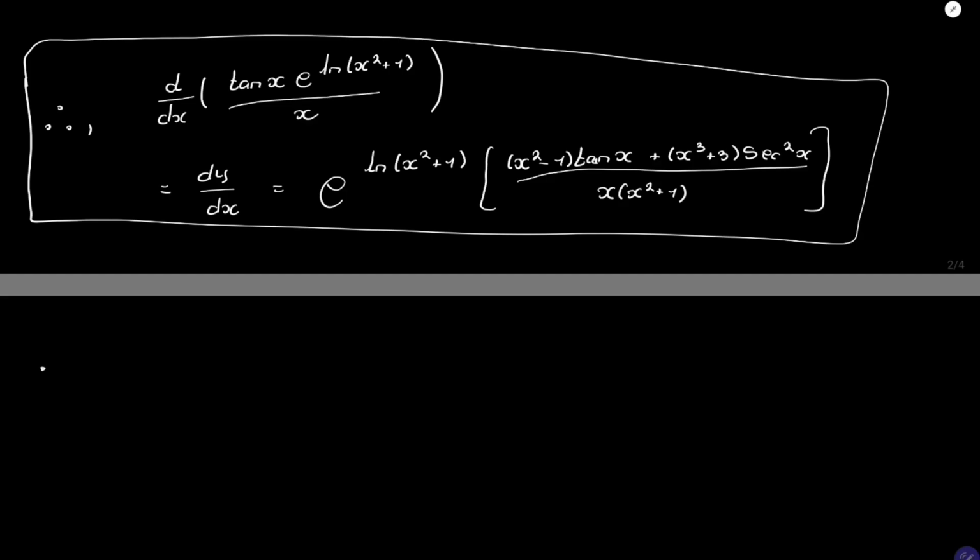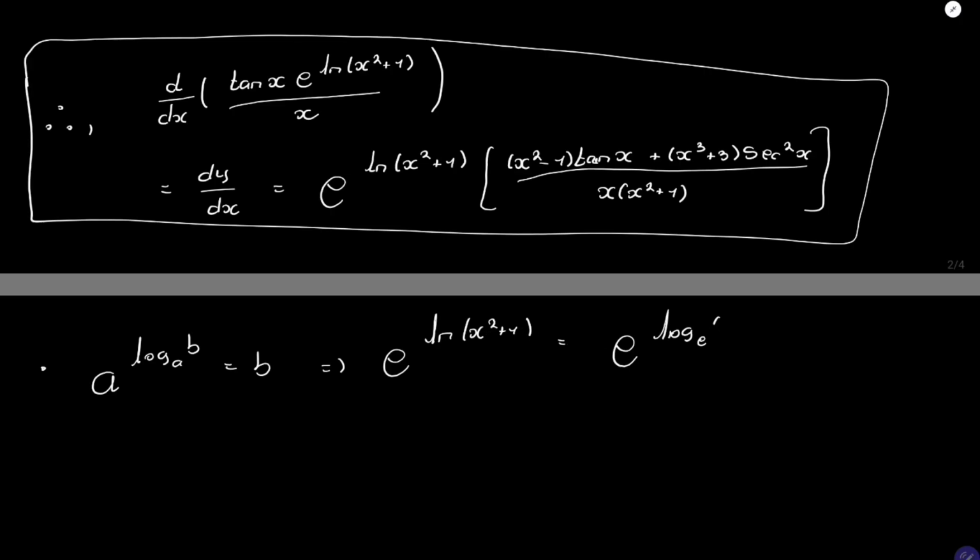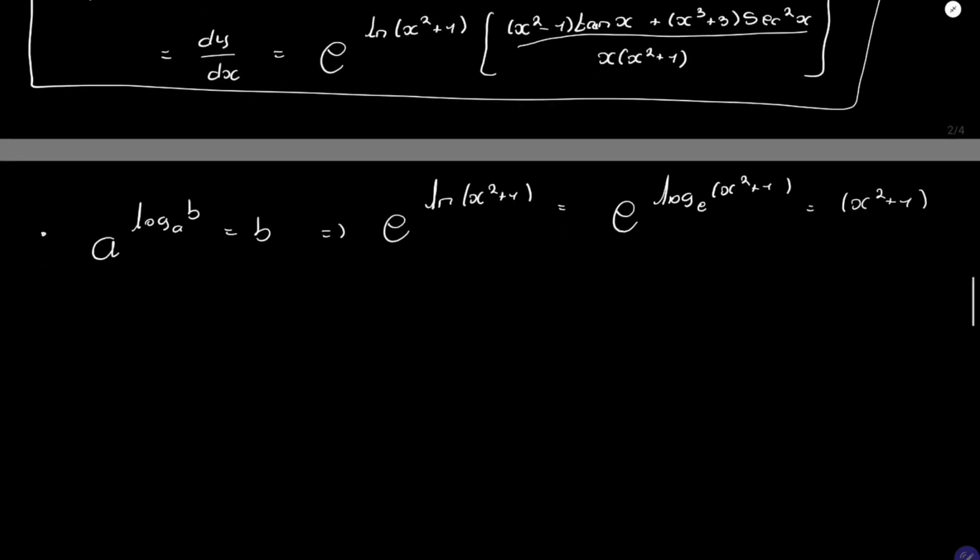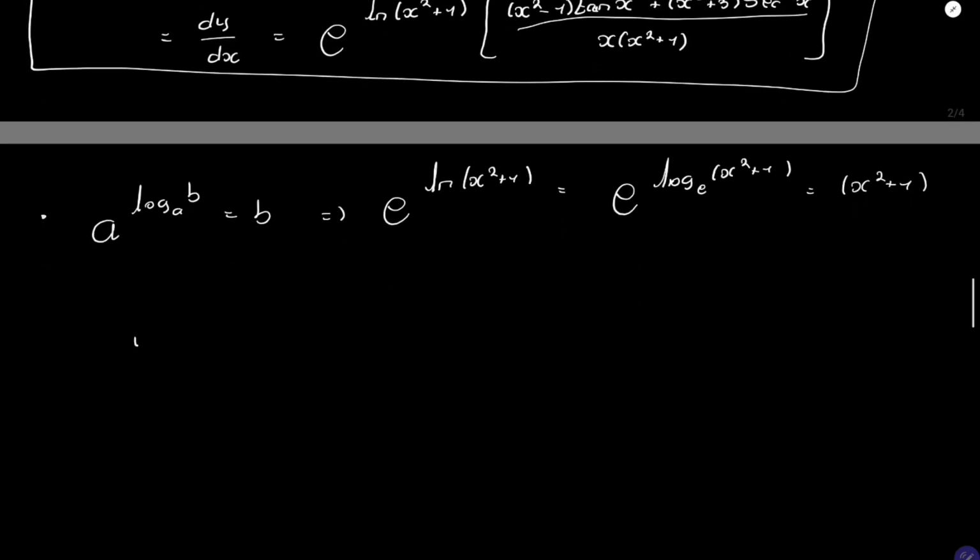So if you can still recall your logarithmic laws, you know that a to the log of a, b is equal to b. This tells you that e to the ln of x squared plus 1, which is the same thing as e to the log to the base e of x squared plus 1, is equal to x squared plus 1. So imagine we did this simplification in the beginning. What would we have had? We would have had our y being equal to tan x times x squared plus 1.